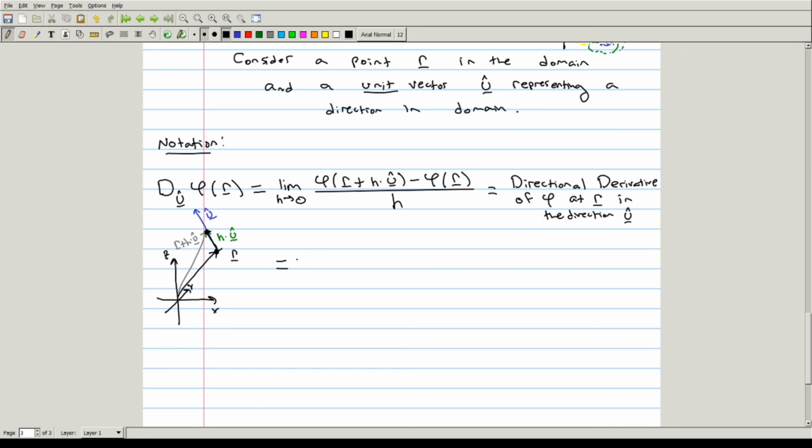It's saying take the limit as h goes to 0 of phi of x plus h times u1, comma, y plus h times u2, comma, z plus h times u3, minus phi of x, y, z divided by h.